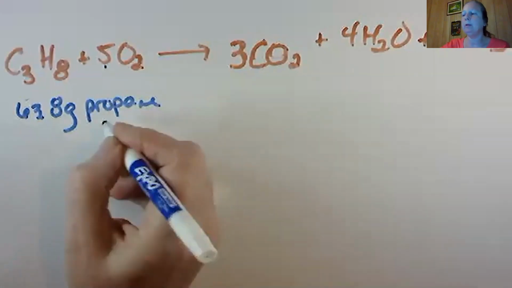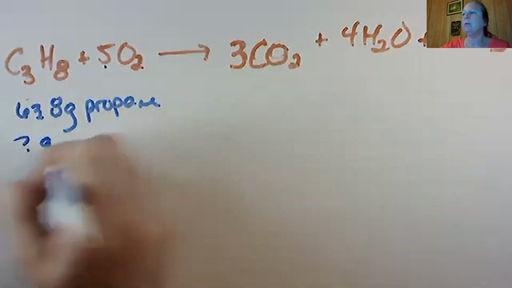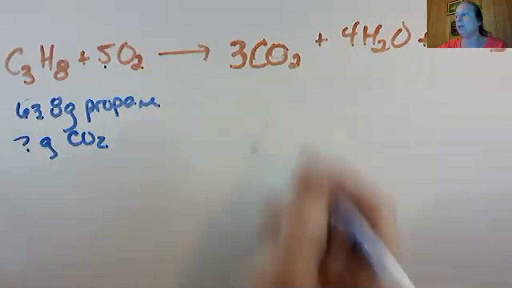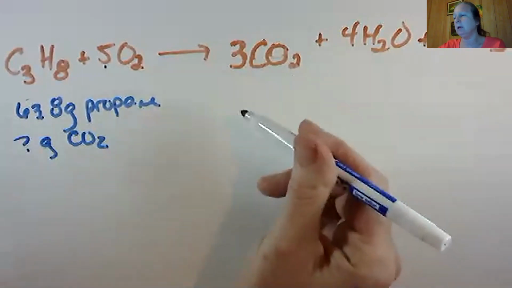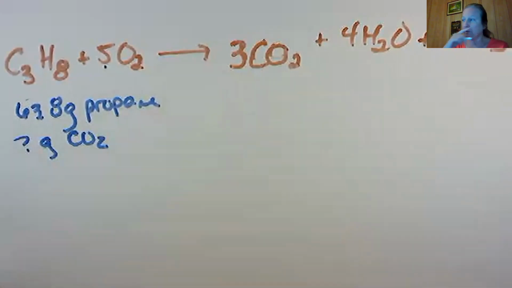63.8 grams of propane is how much you're given. And the question is, how many grams of carbon dioxide will you produce? And of course, this will be a theoretical yield. You're calculating it. It's in a perfect world, in theory. When you go in the factory and you produce this carbon dioxide, you probably won't get exactly this amount.